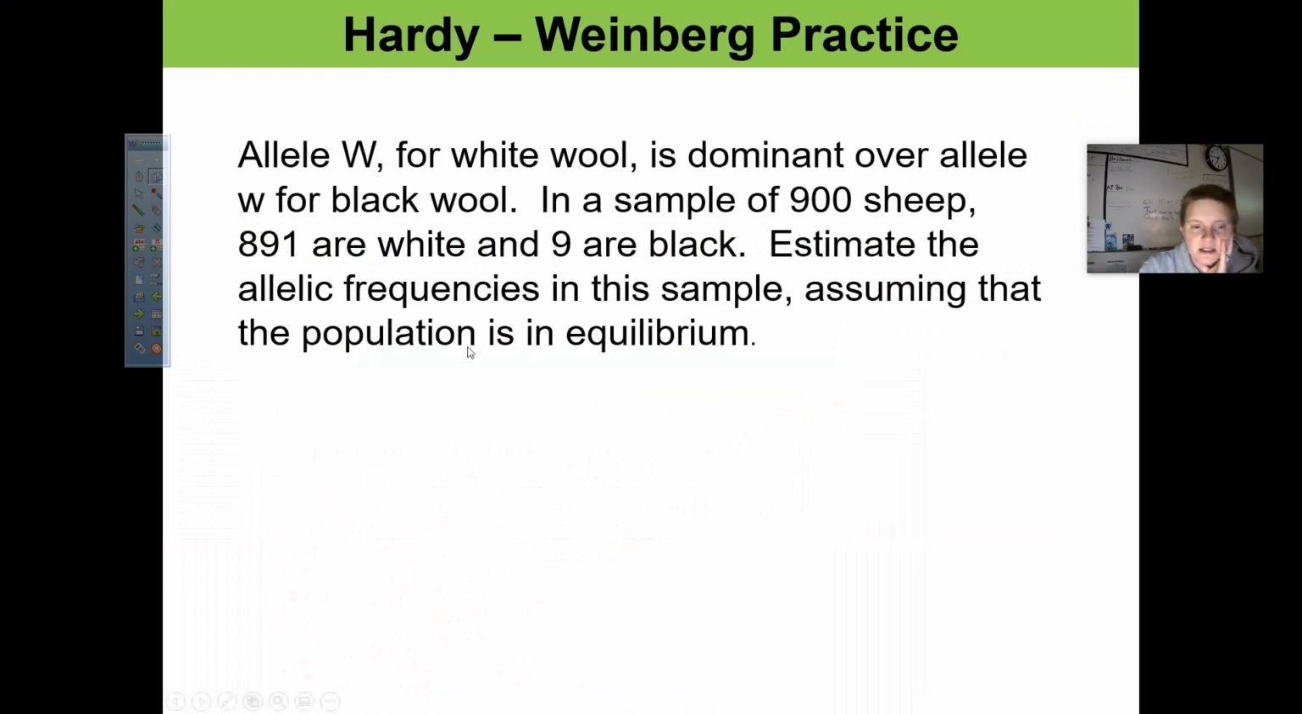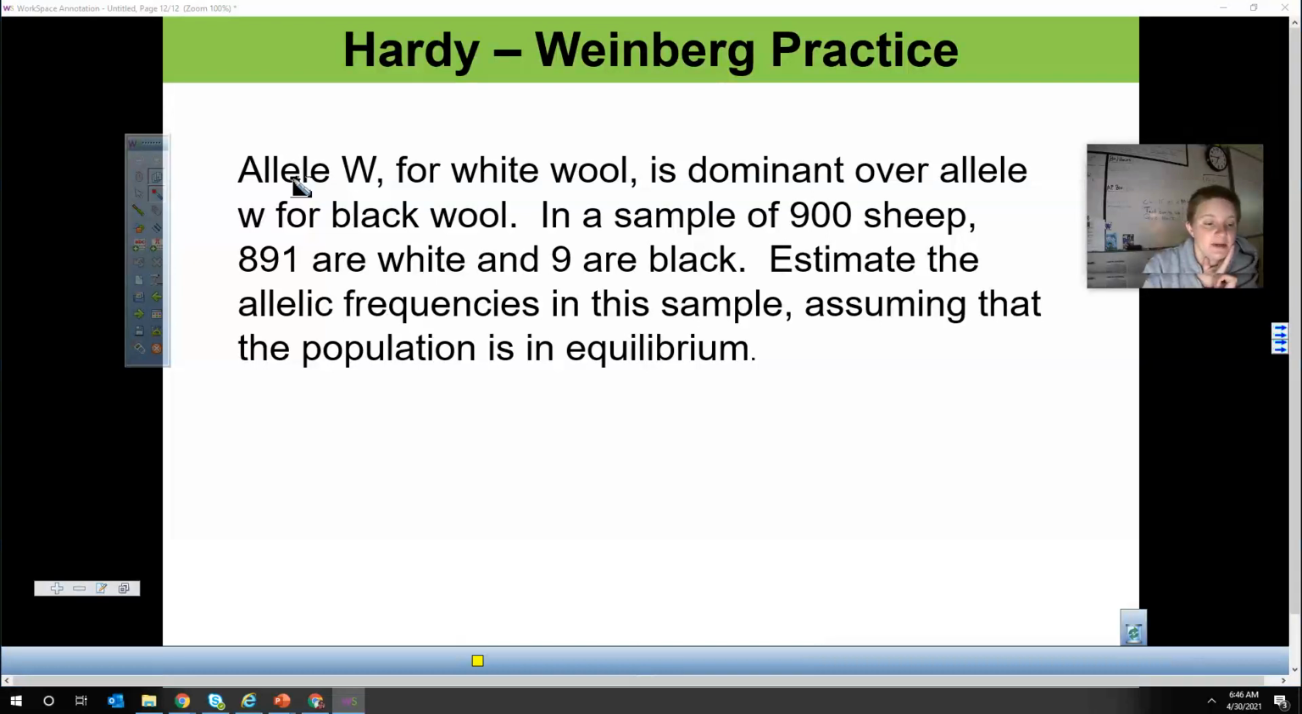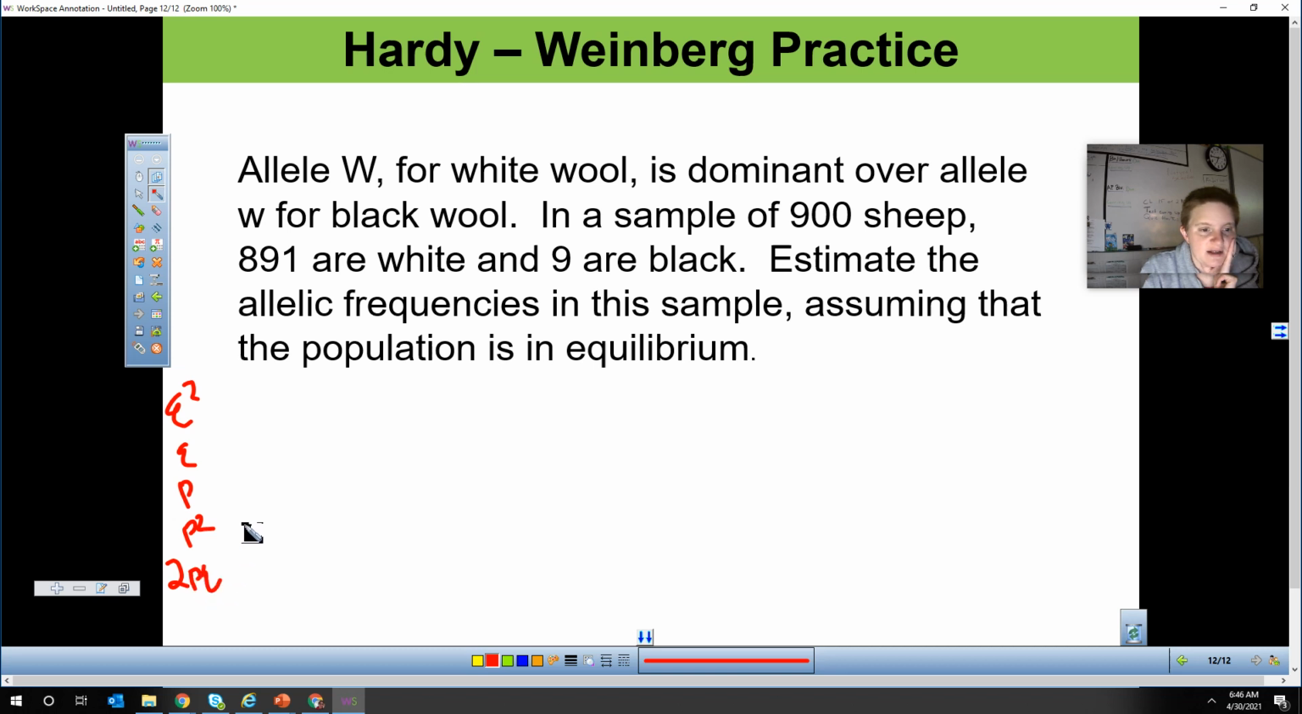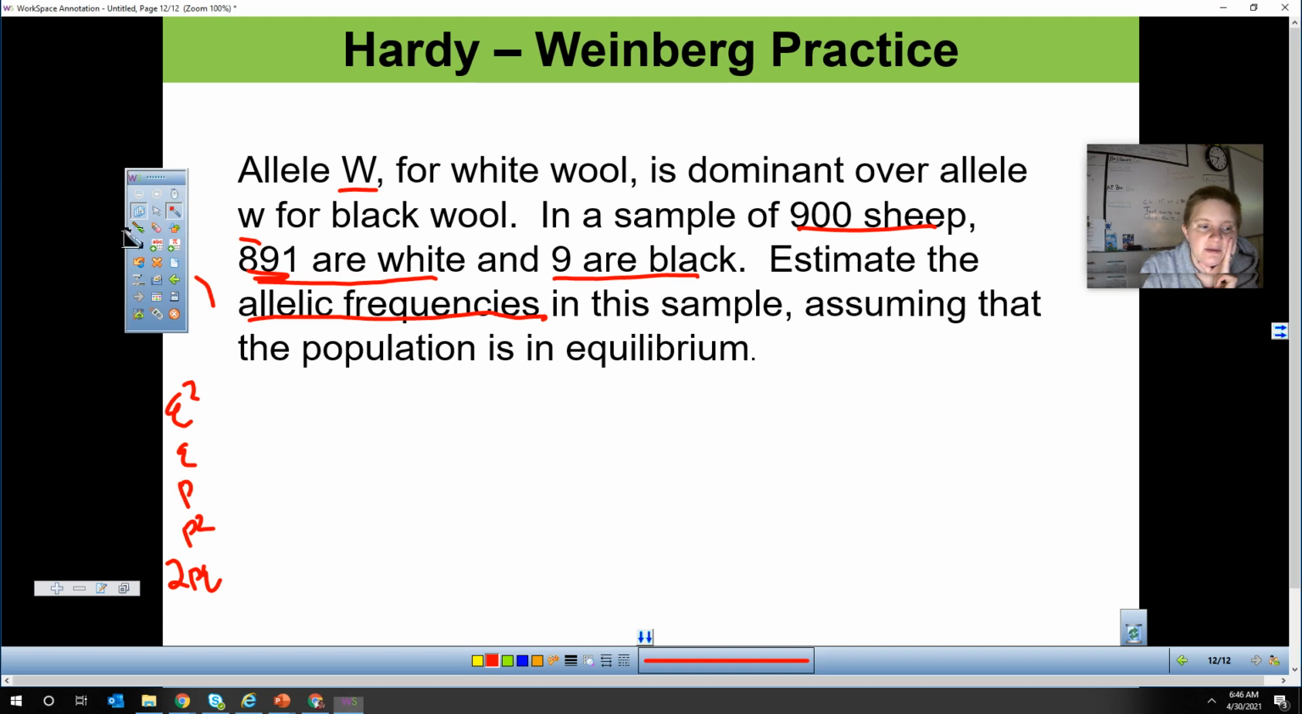Okay, so let's try again. Hopefully I won't get confused this time. So I'm always going to start with my little chart off to the side because, man, does it help to create this little chart off to the side. Okay, the allele for big W for white is dominant over little w for black. In a sample of 900 sheep, 891 are white and 9 are black. Whew. Estimate the allelic frequencies. So that's P and Q.